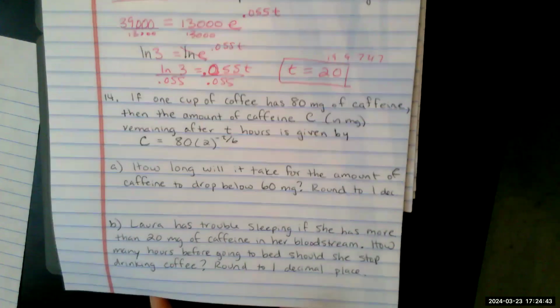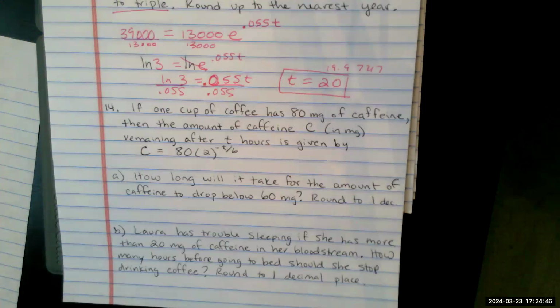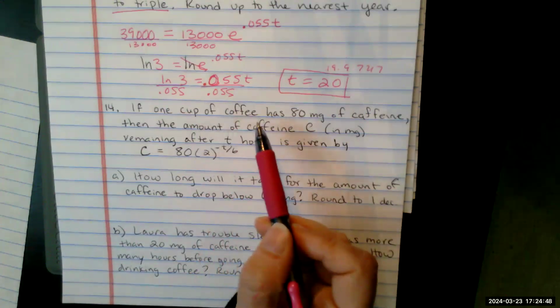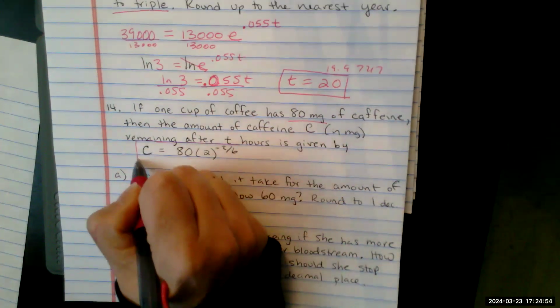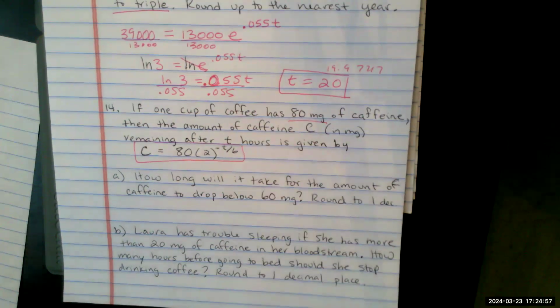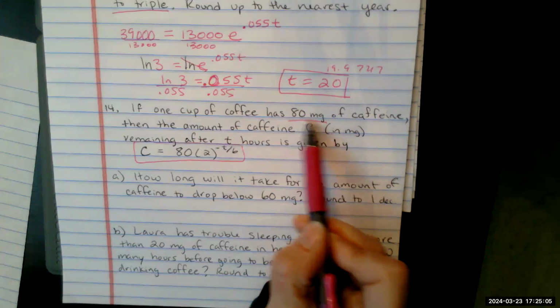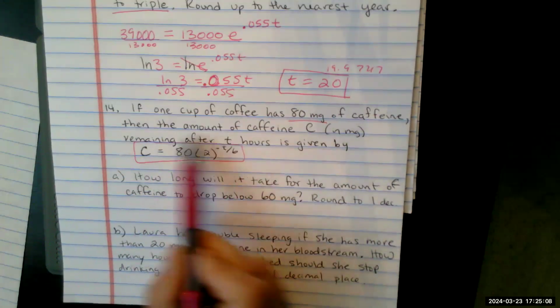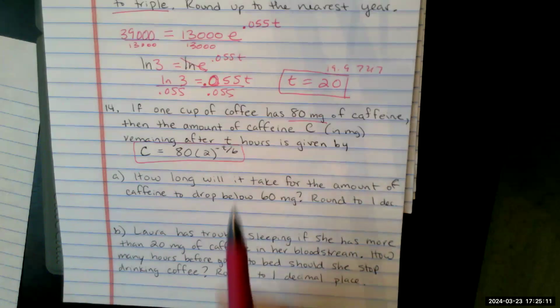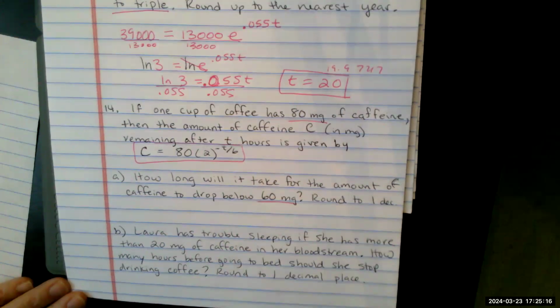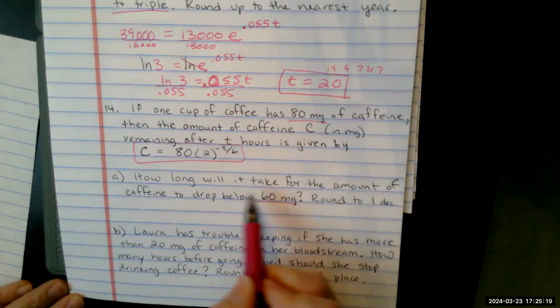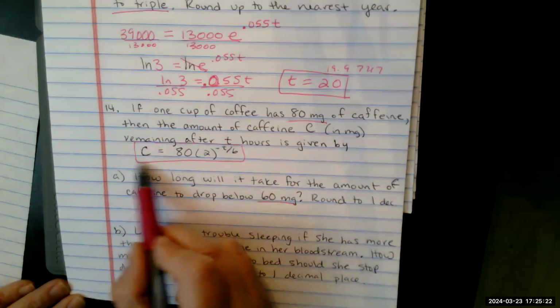And then finally, 14 is a word problem talking about coffee. It says that if 1 cup of coffee has 80 milligrams of caffeine, then here would be the equation to figure out how many milligrams of caffeine are left after so many hours. So we're assuming that coffee starts with 80 milligrams of caffeine, and we're seeing how many would be left after however many hours. So the first question is, how long will it take for the amount of caffeine to drop below 60, round to 1 decimal? So what they're saying is they want the caffeine to be 60.